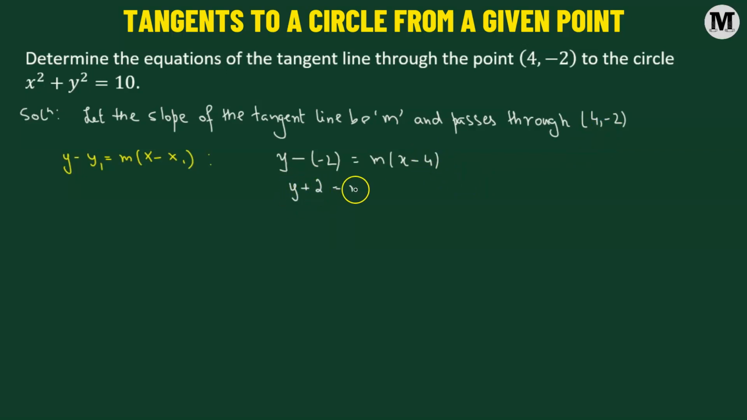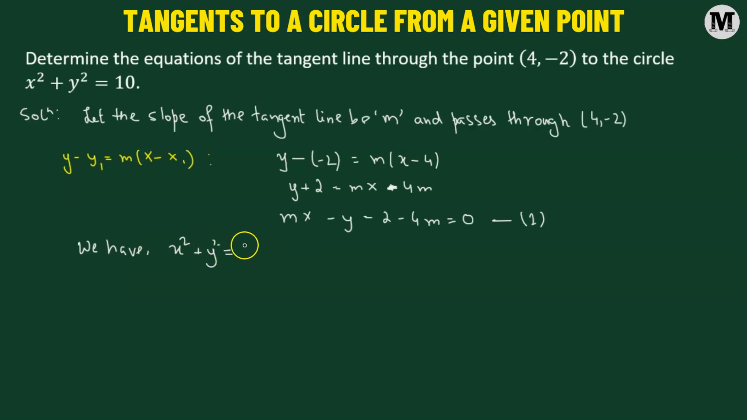So let's simplify the terms. We have y + 2 = mx - 4m, which gives us mx - y - 2 - 4m = 0. So this is going to be the equation of the tangent line. Our goal will be to find the value of m. To do that, we'll use the equation of the circle, x² + y² = 10. Clearly this is a circle whose center has the coordinates (0, 0), and the radius of the circle is √10.